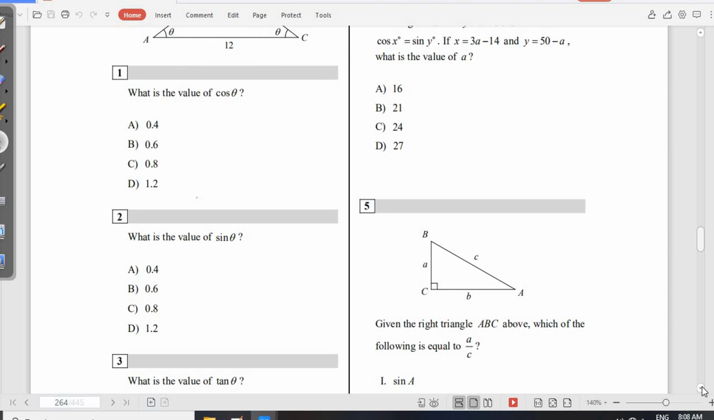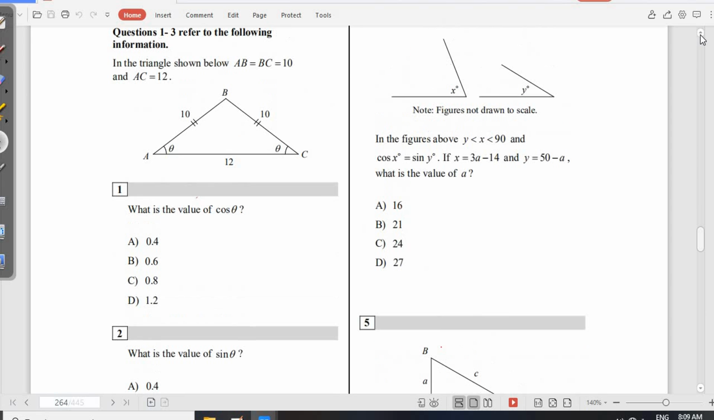Alright, let's look at question number 2. What is the value of sine theta? Sine theta is opposite over hypotenuse, but we did not get the opposite in that figure. So all you need to do to get the opposite is use Pythagoras.